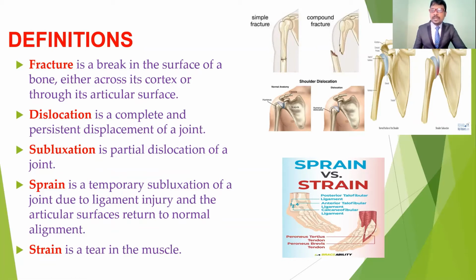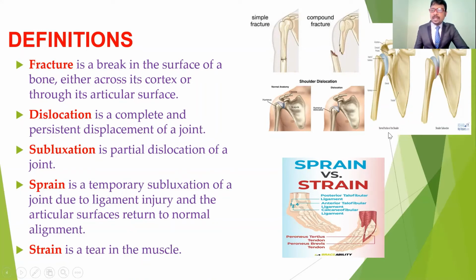Dislocation means a complete and persistent displacement of the joint. It is nothing but the separation of the joint surface. If there are two bony fragments, for example in the shoulder, the glenoid cavity and the head of the humerus are going to be separated, because of muscle weakness or ligament laxity. Either may be the causative factor.